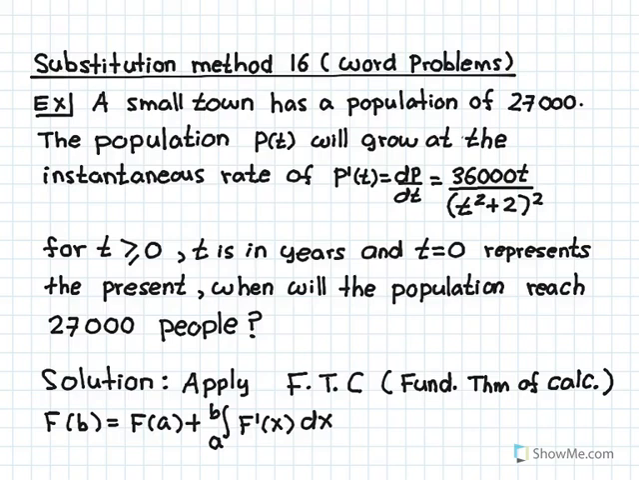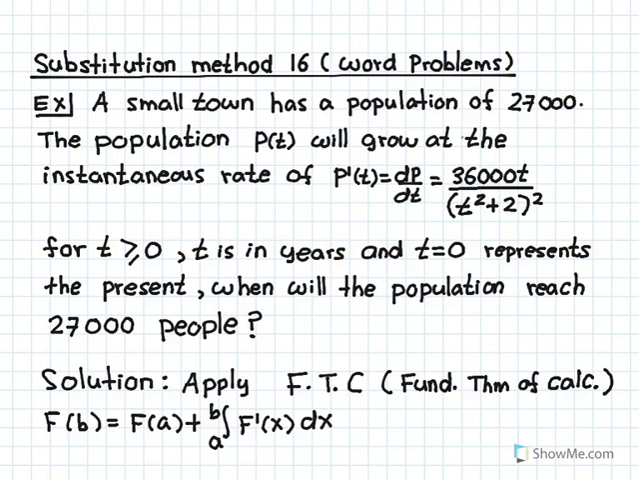In this video, we're going to apply the substitution method to solve a word problem. A small town has a population of 27,000 people. The population P of t will grow at the instantaneous rate of P prime of t is equal to 36,000 t divided by t squared plus 2 all squared, for t larger or equal to 0. T is in years, and t equals 0 represents the present. When will the population of this town reach 27,000 people?